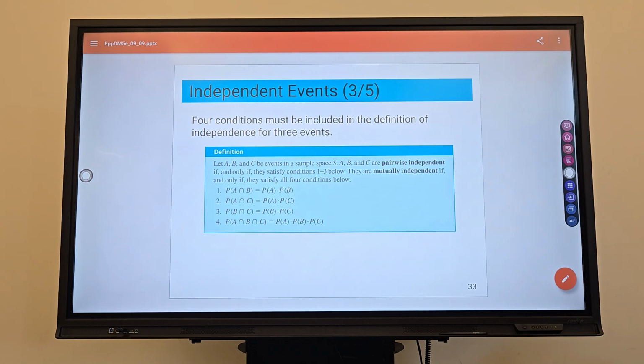Four conditions must be included in the definition of independence for 3 events. Let A, B, and C be events in sample space S. A, B, and C are pairwise independent if and only if they satisfy conditions 1 through 3 below. They are mutually independent if and only if they satisfy all 4 conditions below. These are similar to what we saw earlier, just expanded out, and all the permutations.